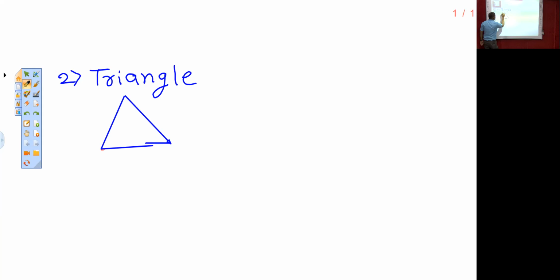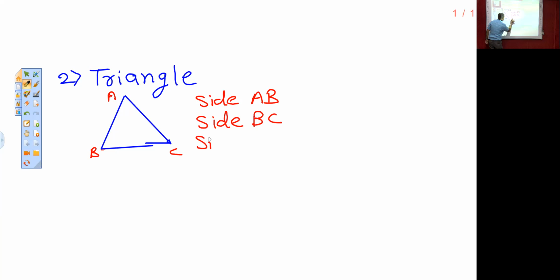So now I have given the names of the vertices: vertex A, vertex B, and vertex C. Now the triangle name is what? Triangle ABC. So it has the sides, side AB, side BC, side AC, and three vertex, vertex A, vertex B, and vertex C.